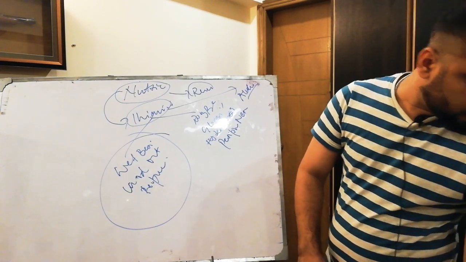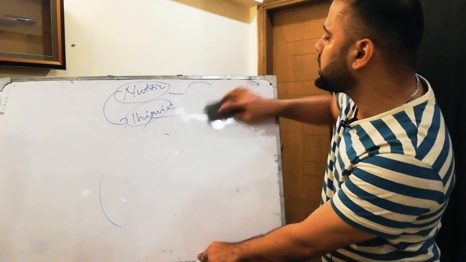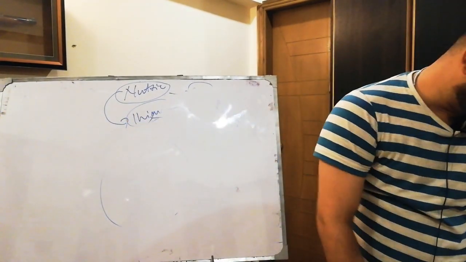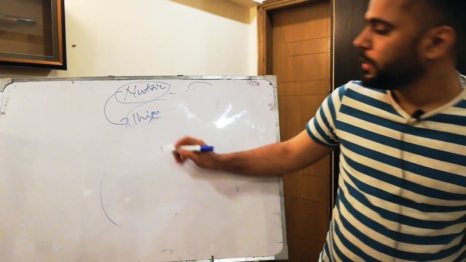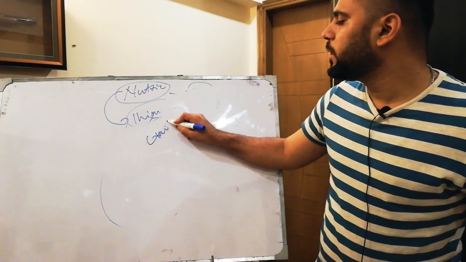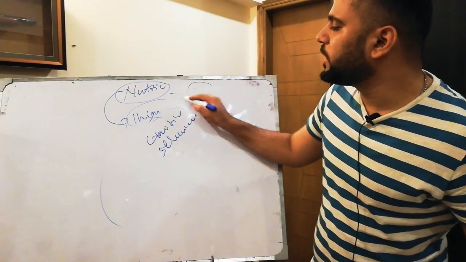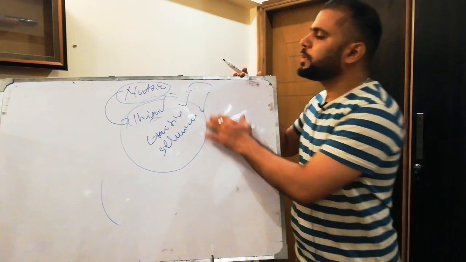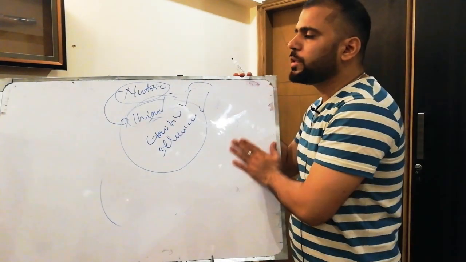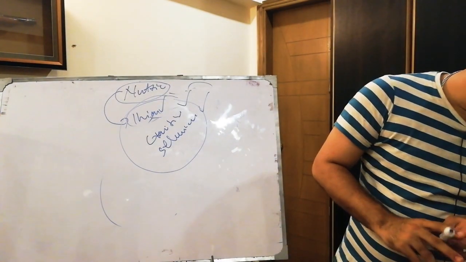What else deficiencies we have here? What else we have here is carnitine deficiency and selenium deficiency. So these are the deficiencies actually: thiamine, carnitine and selenium. These are the three nutritional deficiencies which can cause a dilated cardiomyopathy in our patients. So what else we have now?